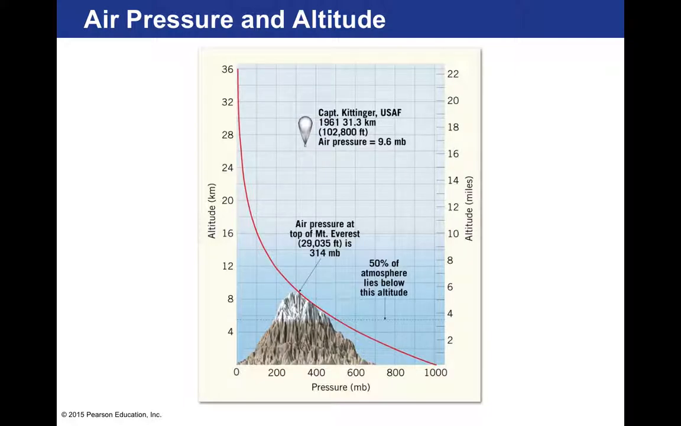In fact, here's a plot showing you the pressure in millibars on the horizontal axis versus your altitude. So as soon as you reach about 8 kilometers, the pressure tends to decrease very rapidly after that.